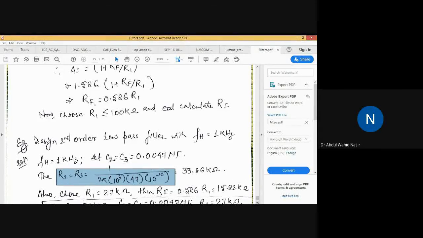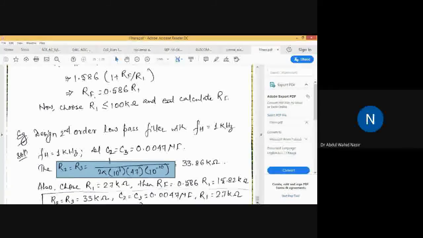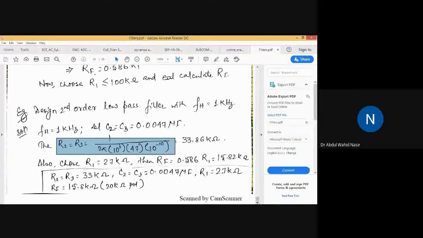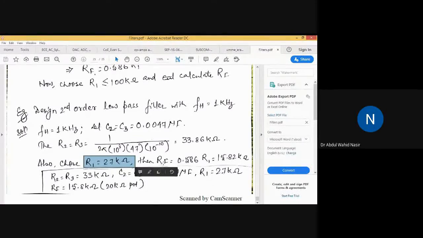Now you have the values of R2, R3 and C2, C3. Also, for the gain, we have chosen R1 as 27 kilo ohm. The condition for choosing R1 is that it should be up to 100 kilo ohm, but the order should be kilo only. You should not go below the kilo. So here we have chosen R1 as 27 kilo ohm. In that case, you can calculate the value of RF using the relation 0.586 R1. So RF is equal to 0.586 R1, that is equal to 15.82 kilo ohm.